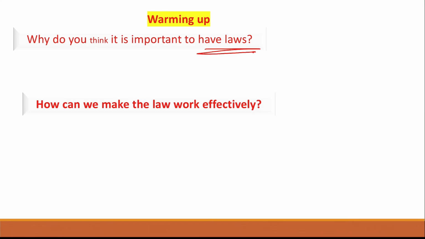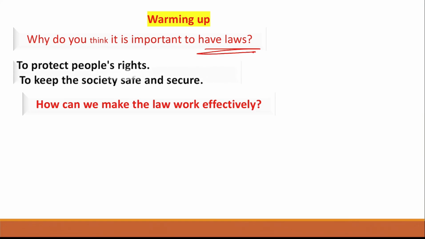Okay, if we think for a little bit, as we have studied in this unit, we have many reasons. The most important two are to protect people's rights, and number two reason is to keep the society safe and secure. So we have two reasons here: to protect and to keep people safe and secure. Okay, what is the second question? How can we make the law work effectively? So how do we know that the law is working properly and effectively?